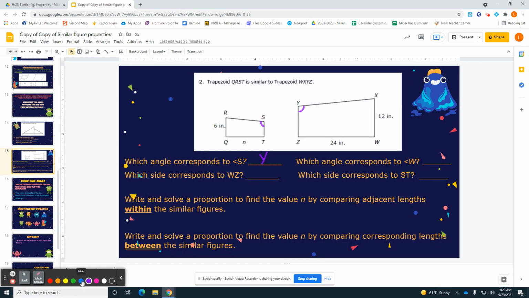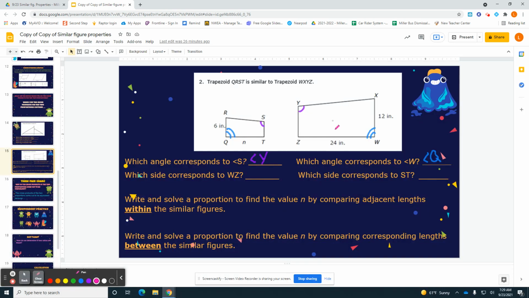So now we're going to look at angle W. So angle W is here. So which one corresponds to angle W? If you said angle Q, you are correct. I didn't put my angle sign. Sorry, guys. Fixed it. All right, so now which side corresponds to side WZ?